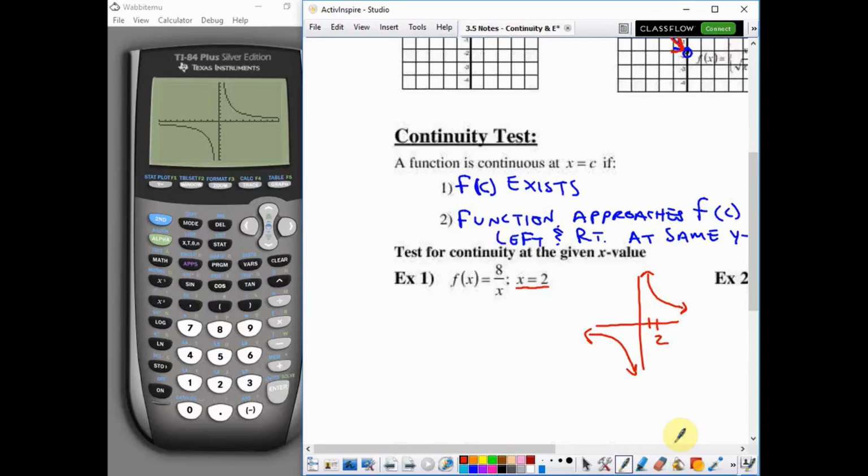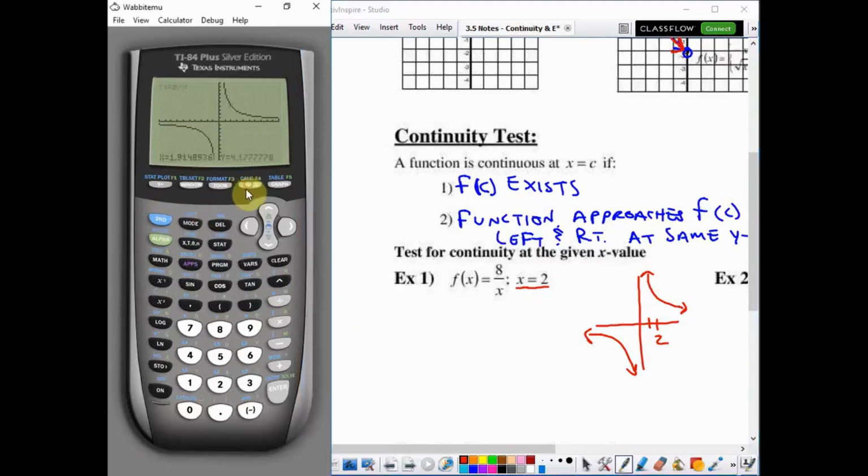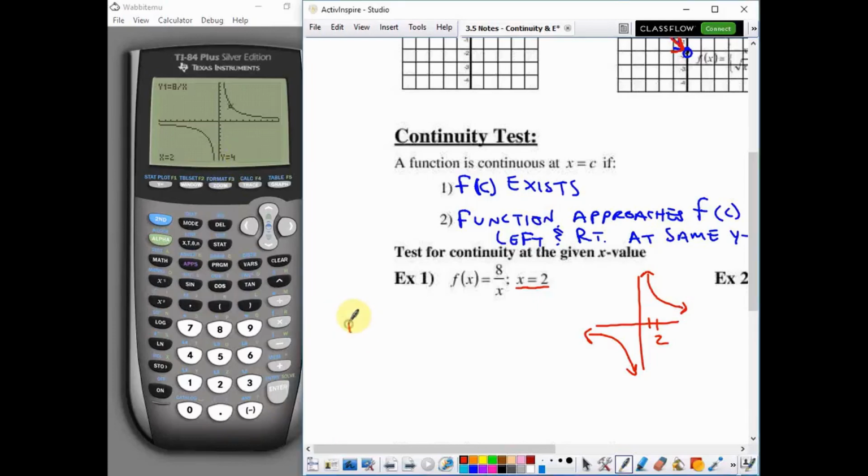What I'm concerned with is the x value of x equals 2. And at x equals 2, is this continuous? The first thing we need to find out is whether or not f of 2 exists. So what I'm going to do is trace 2, enter, and I get an output of 4, so that tells me f of 2 exists.